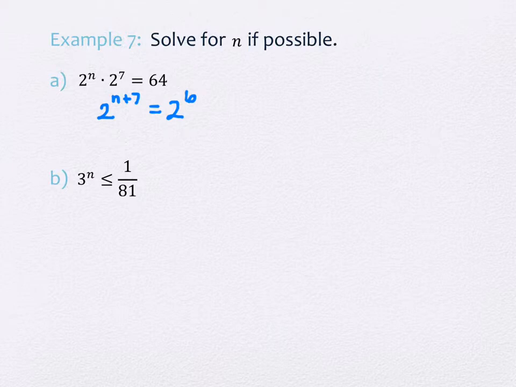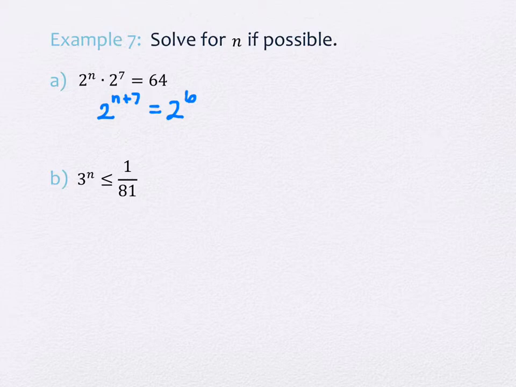If it's true that this is 2 to the n plus 7, and this is 2 to the 6th, the only way they're going to work is if the exponents also match, right? So I'm not canceling out the 2's. That is absolutely not what I'm doing. But I am ignoring them, okay? I'm going to completely ignore those bases, because they match. They become rather irrelevant at this point, okay?